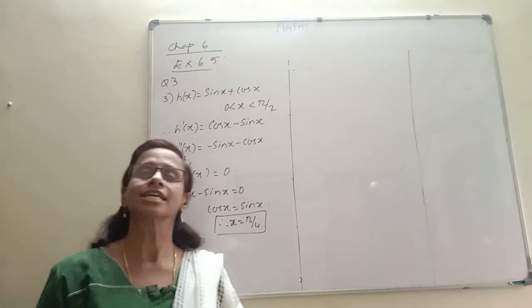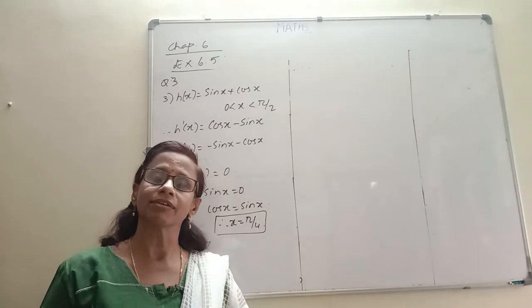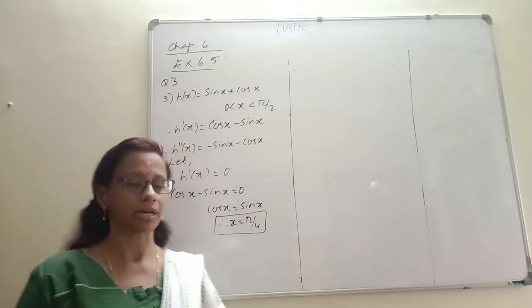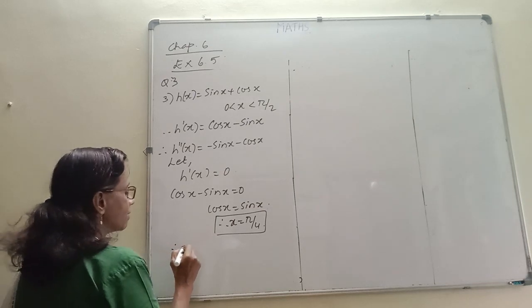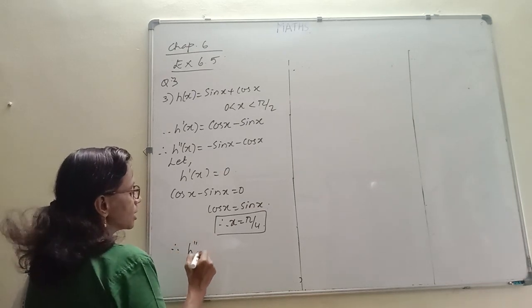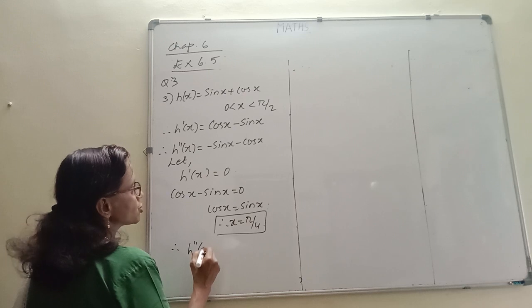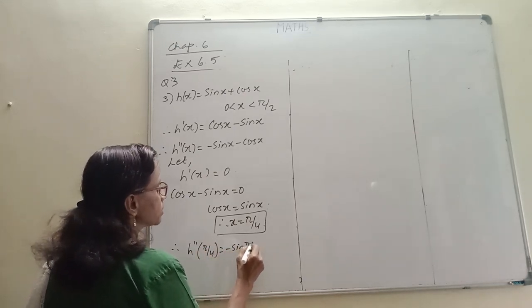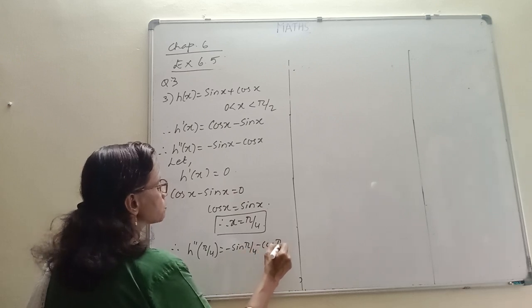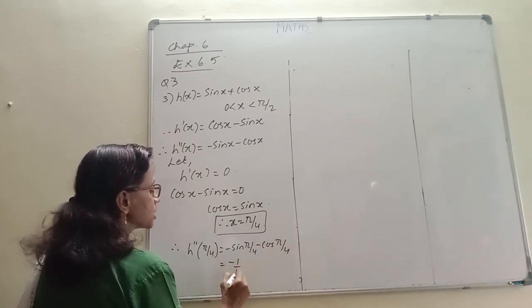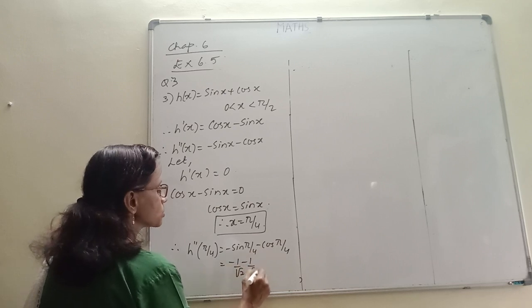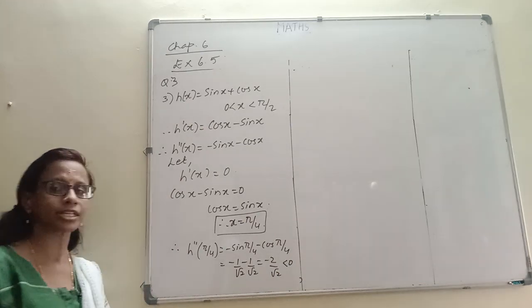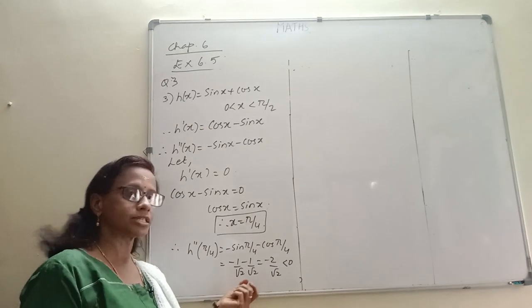Obviously we are going to check next, with the help of the second derivative, whether it's a point of maxima or a point of minima. So let's check that. We have the second derivative at pi by 4. Let's check how it is. It should be negative sin pi by 4 minus cos pi by 4, which will be negative 1 over root 2 minus 1 over root 2, that is minus 2 over root 2, whatever. It's a negative value. Finally we get to know that it's a negative value, whatever be the simplification.